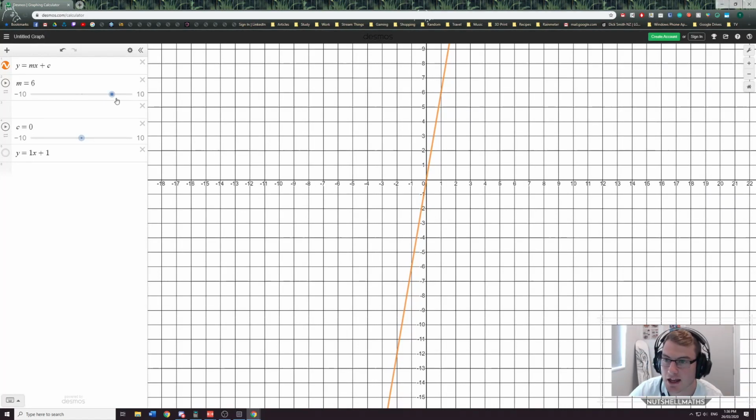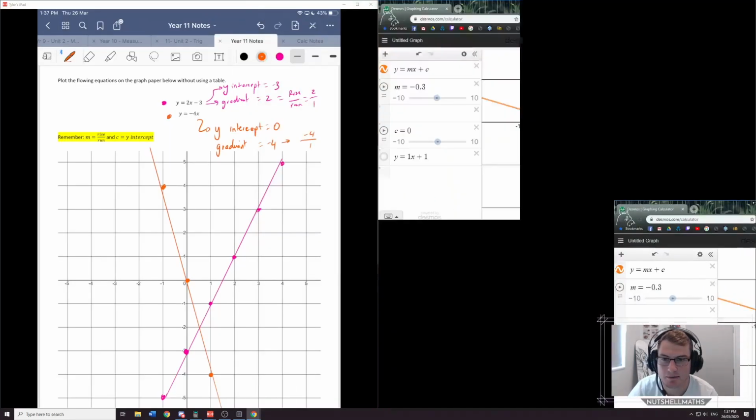I just want you to understand that as we increase the gradient, the slope gets steeper, and as we decrease the gradient, it gets less steep until it becomes negative, where it changes the slope entirely. It becomes a negative graph. Are we cool with that? Thumbs up in the chat. Big brain in the chat if you understand.